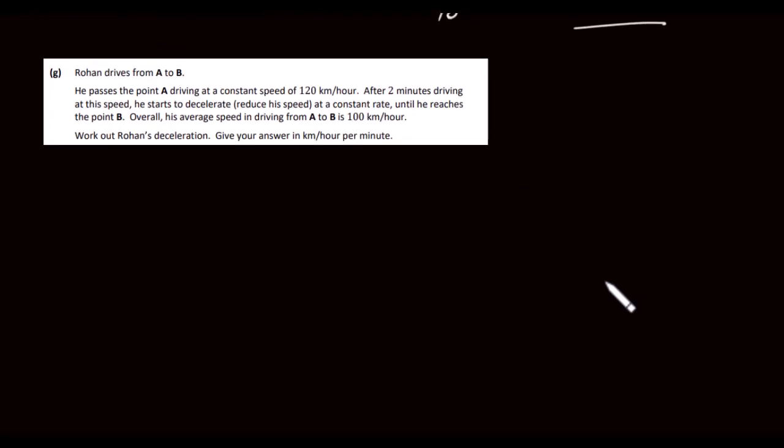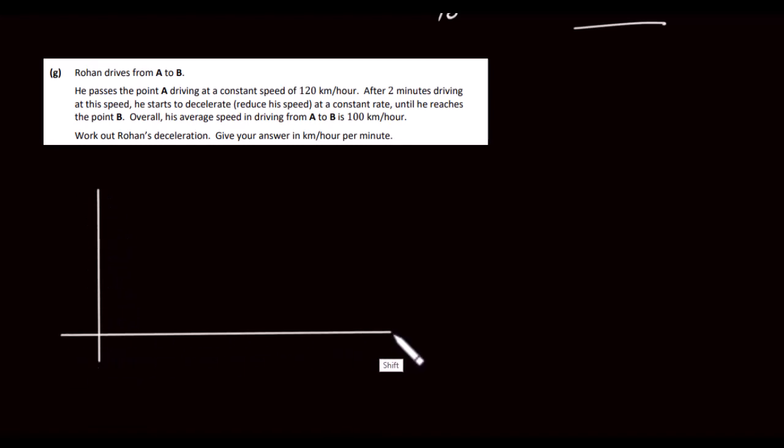Rowan drives from A to B. He passes a point A at a constant speed of 120 kilometers per hour. After 2 minutes driving at this speed, he starts to decelerate. So basically what's happening here is you have something like this. Let's say this is speed here in kilometers per hour. And this is time along here. I'm going to do it in hours for the moment. And let's see, we've got 120 anyway, kilometers per hour.